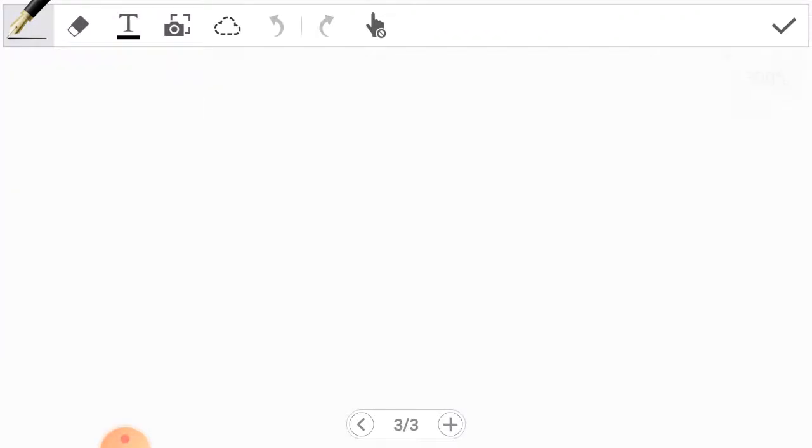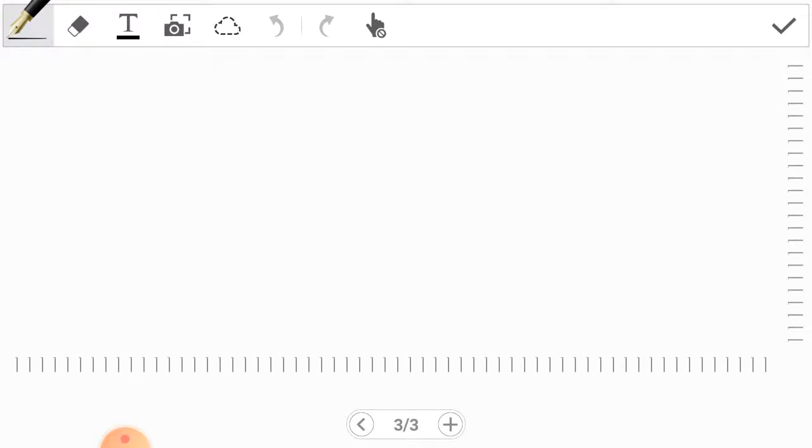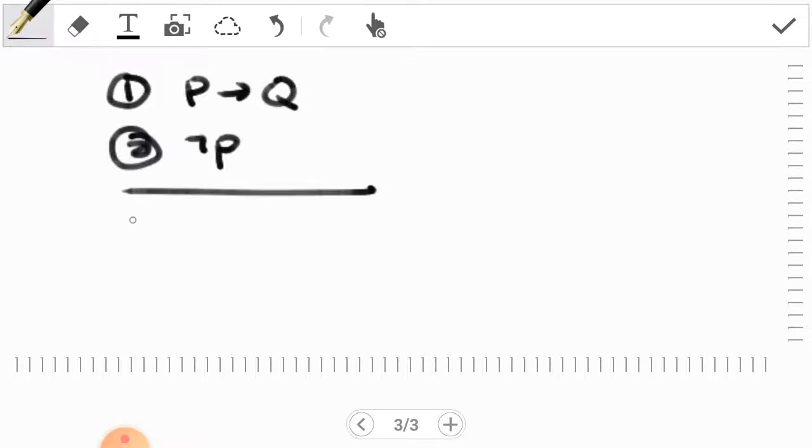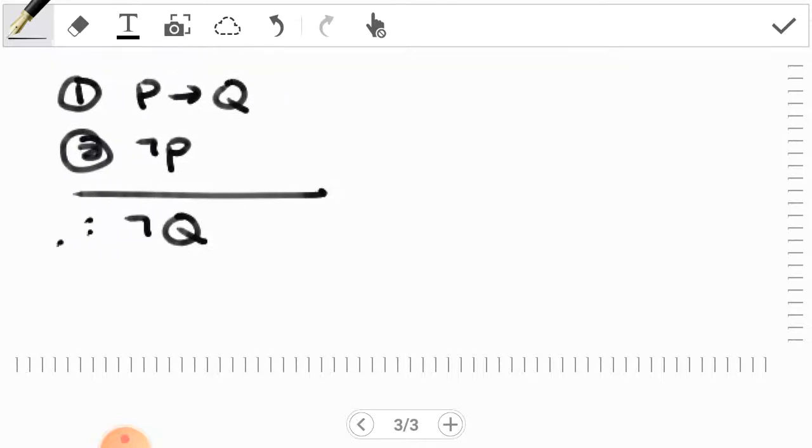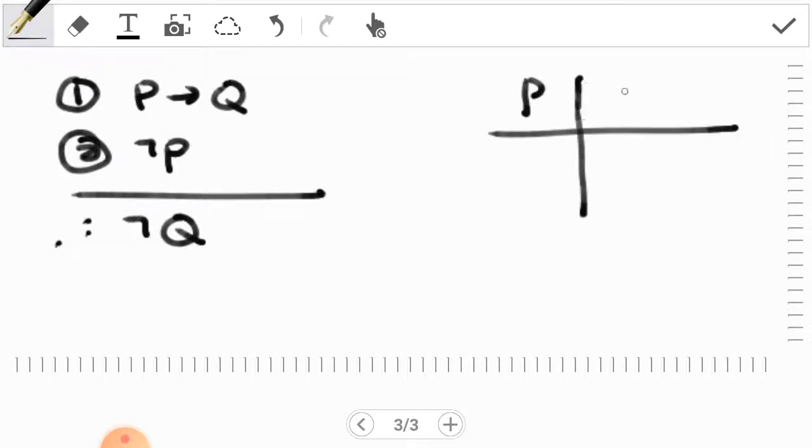Another example. Let's have another example. Second example, first premise. We have P implies Q, not P for the second premise, and then our conclusion is not Q. We have again two propositions involved, P and Q. We want to force our conclusion to be false.